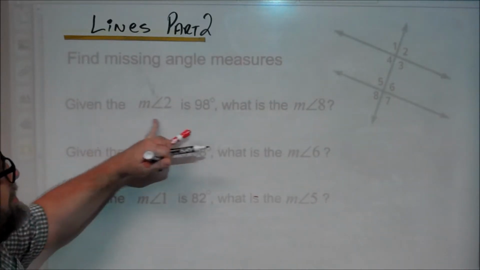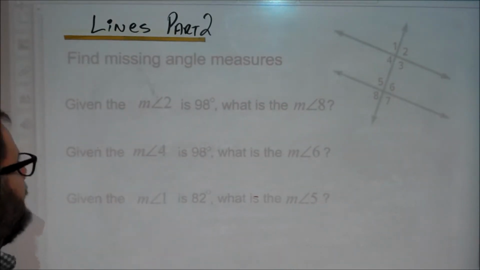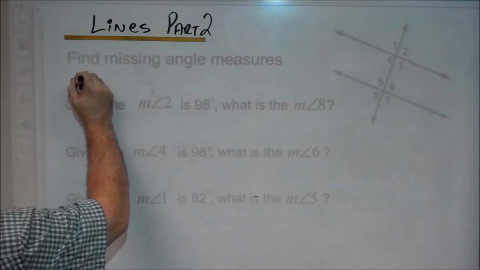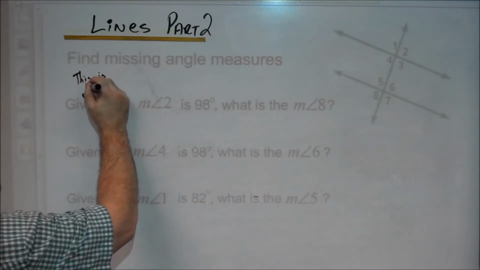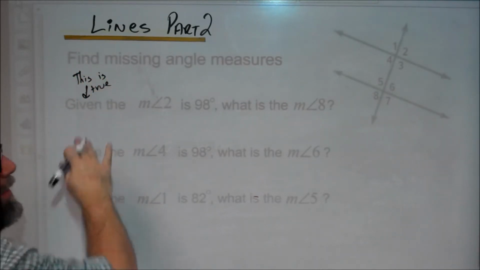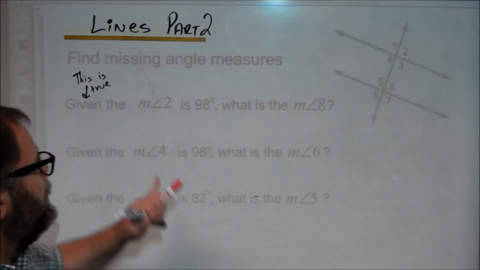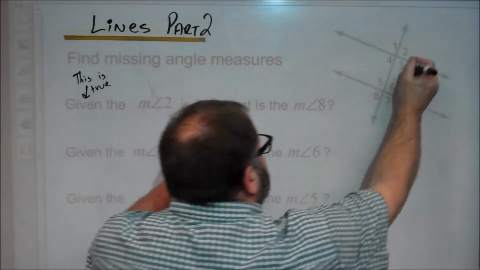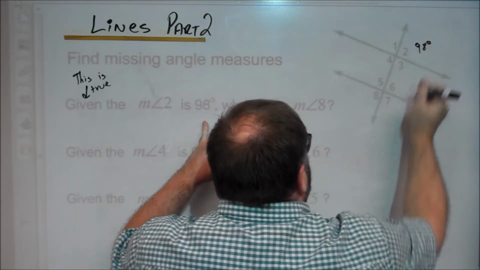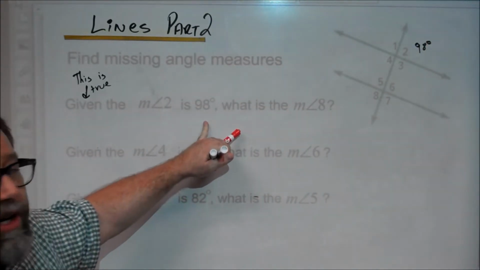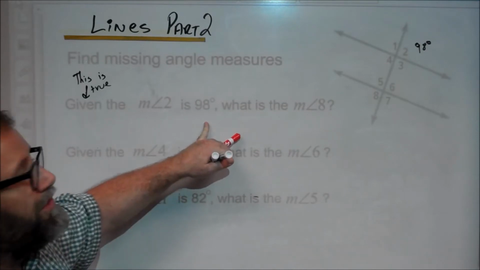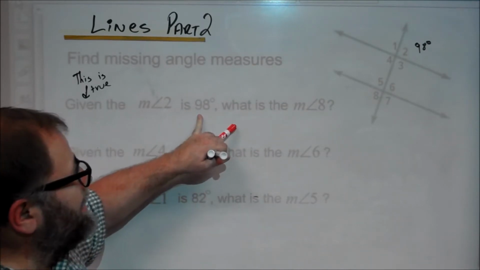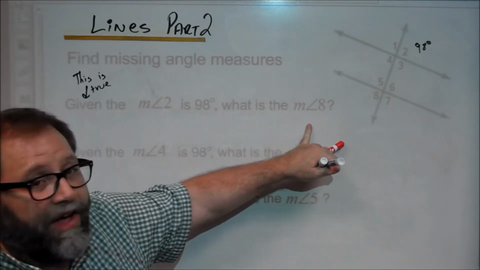So our first question is given, and given means this is true. We're going to tell you this is part of it. The measure of angle 2 is 98 degrees. So I'm just going to put 98 degrees there for my sake. We're going to use it 2 more times, so don't overdo it with the writing on it. 98 degrees. What is the measure of angle 8?